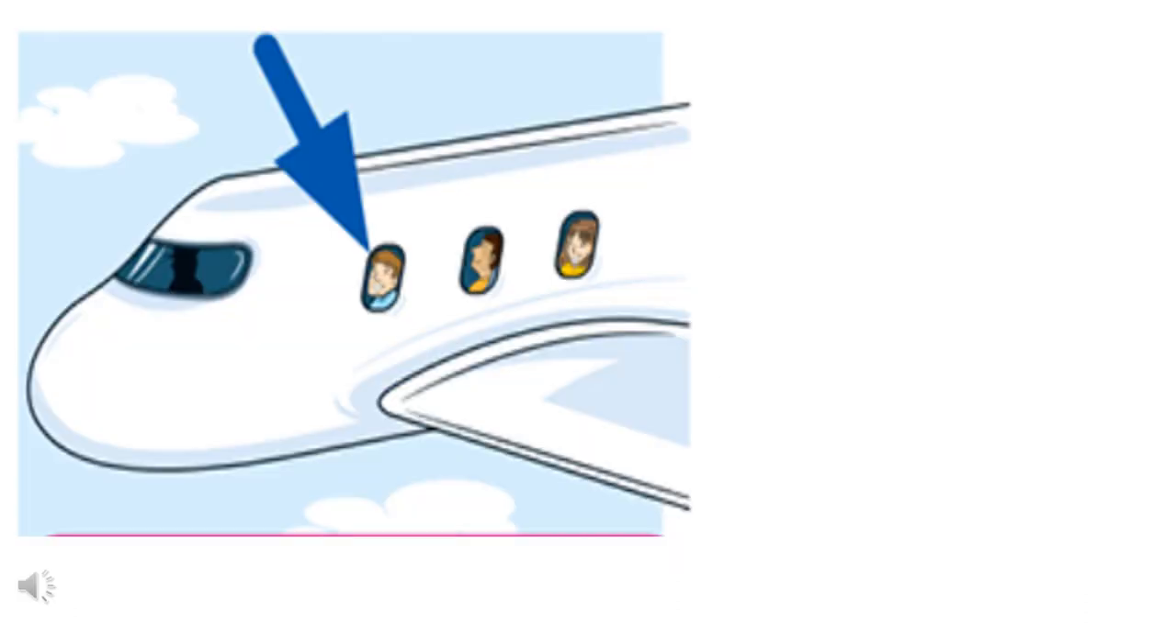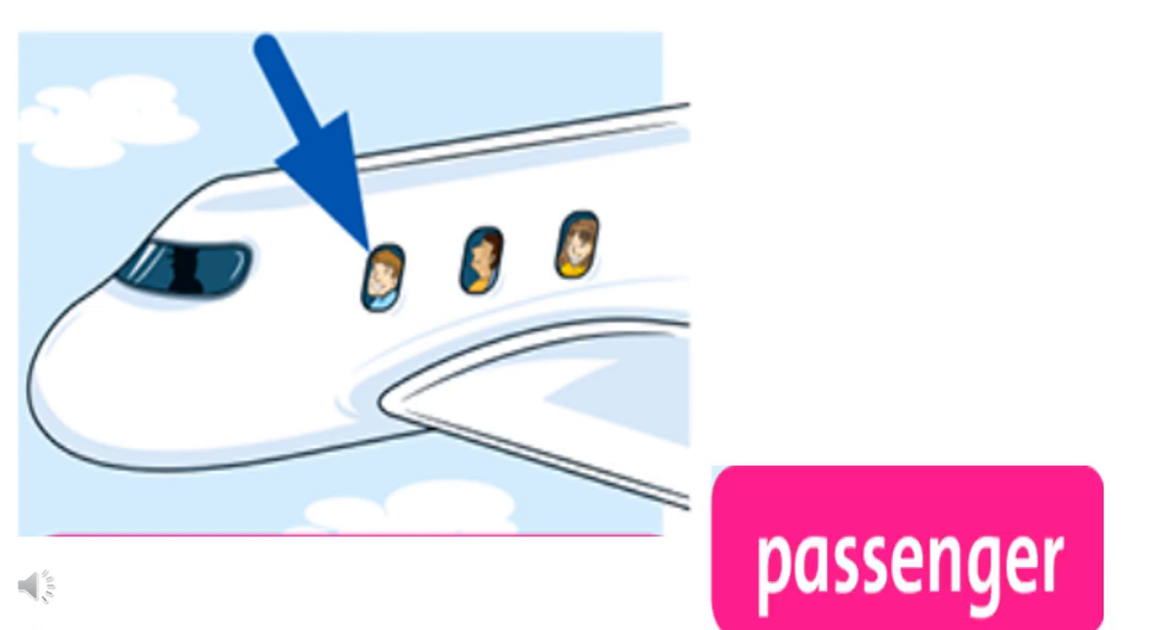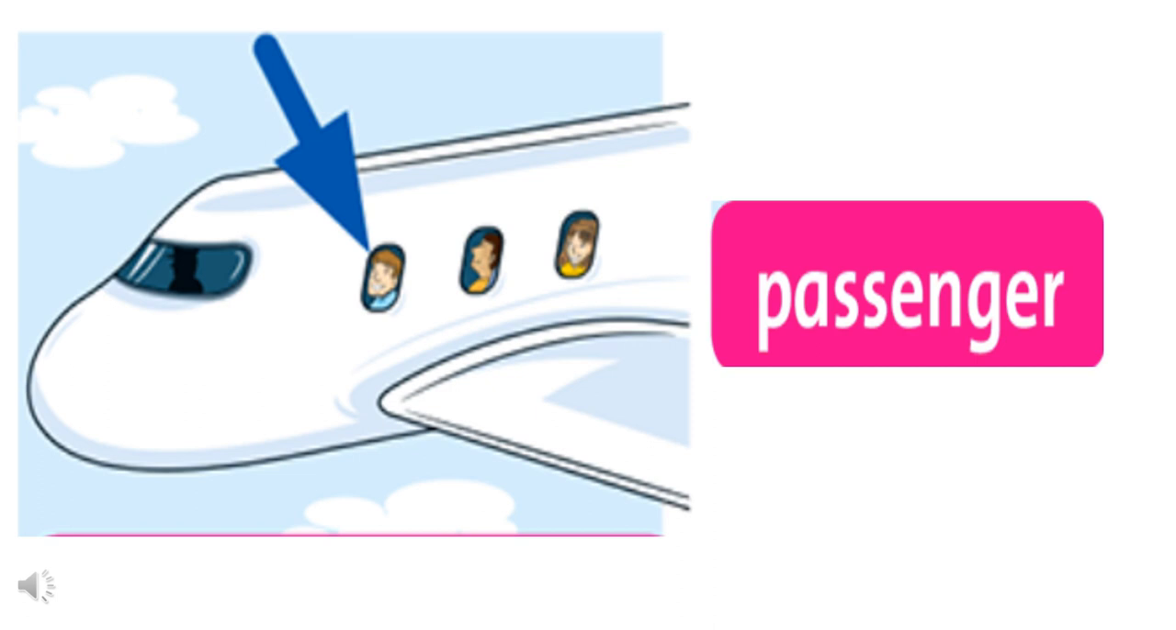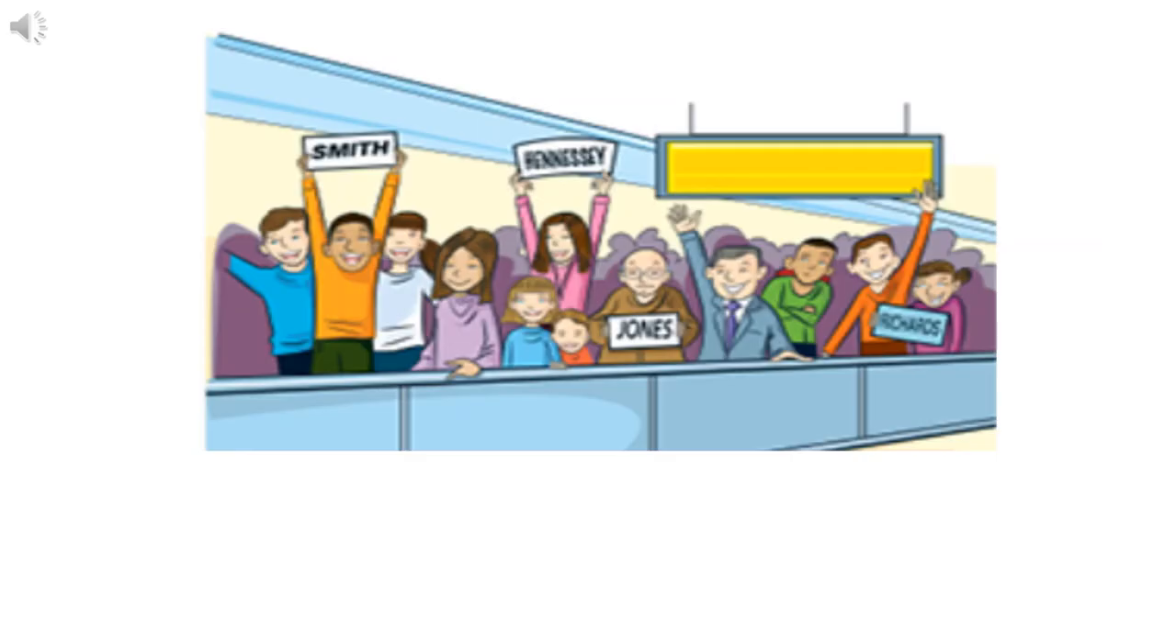Oh, who is it? I see some people are sitting on a plane. So how do you call this person? Passenger. Yeah, listen. Passenger. Passenger. Okay, one more time, please. Passenger. Yes, passengers. Easy, okay? Passenger. Now, the next one.